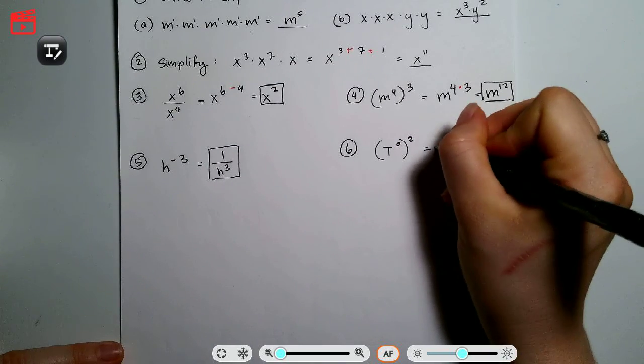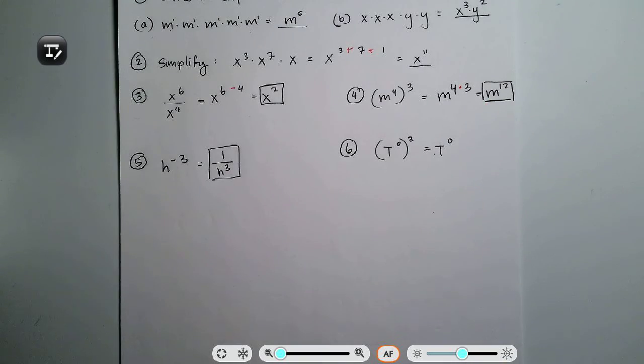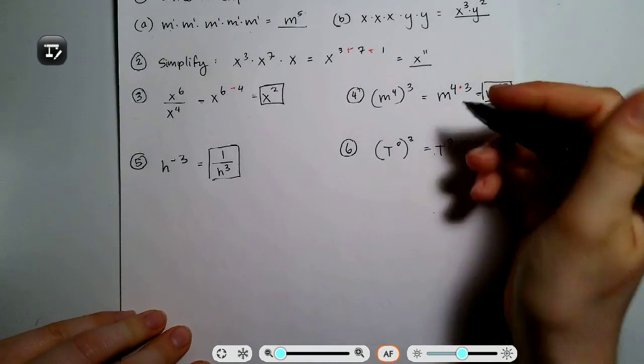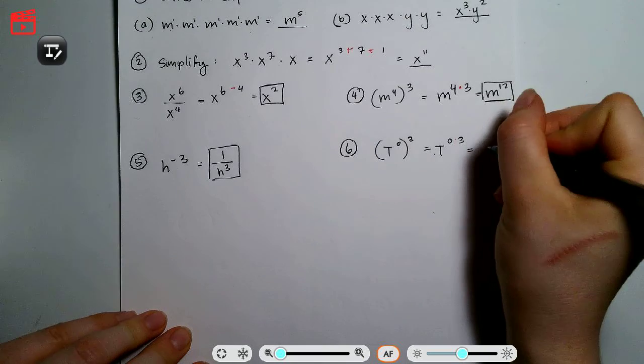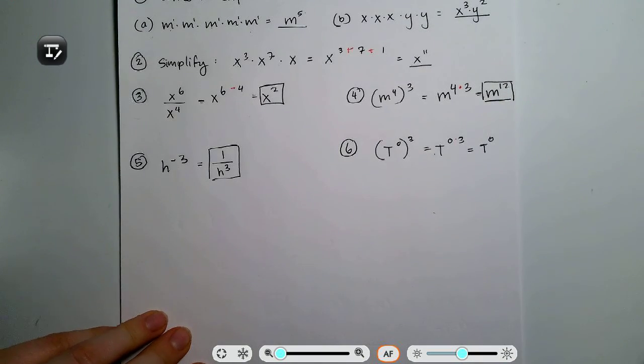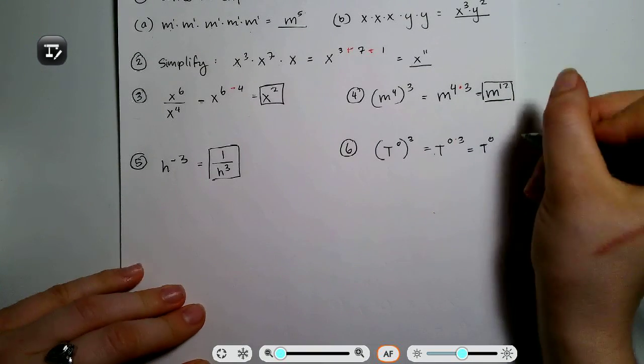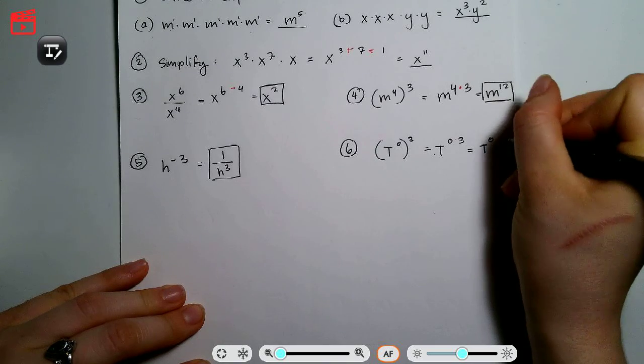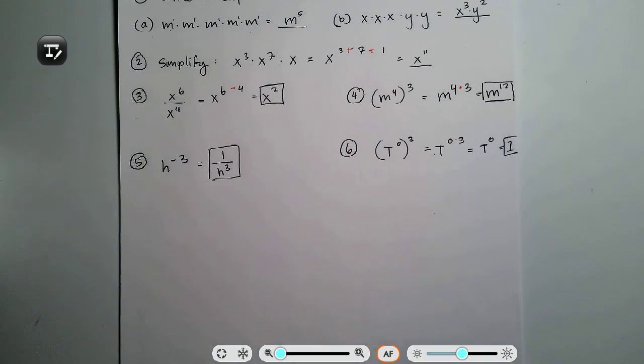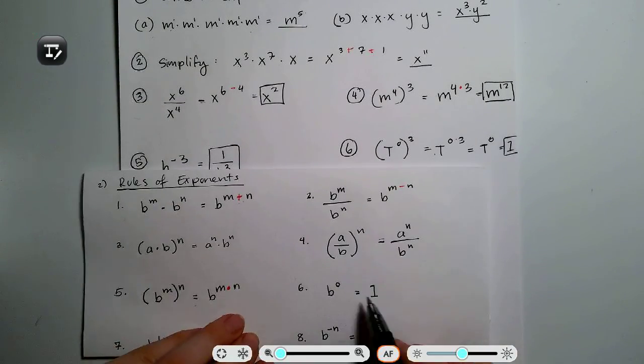So it's going to be t and then 0 times 3, which is going to equal t to the 0. Well, what is anything to the 0 power? 1. Yeah. You can see that on our rules of exponents right there. Anything to the 0 power is 1.